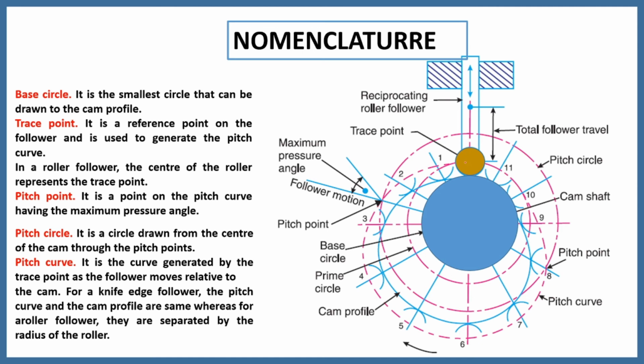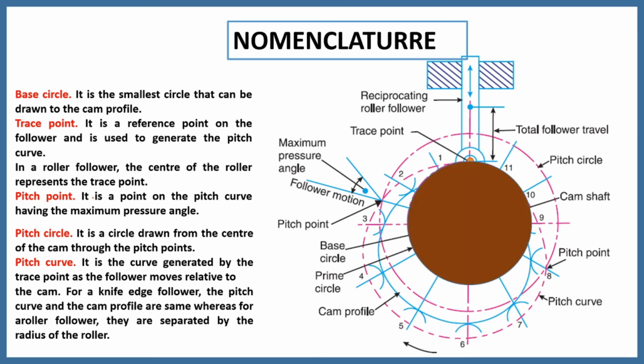Next one is the roller circle. Next one is the trace point. That means when there is a roller follower, its center of rotation is fixed every time. That's why it is called the trace point. In case of a knife edge follower, the knife edge itself is the trace point. Next, if you concentrate over here, this circle is called the prime circle. The circle which passes through this trace point is called the prime circle.